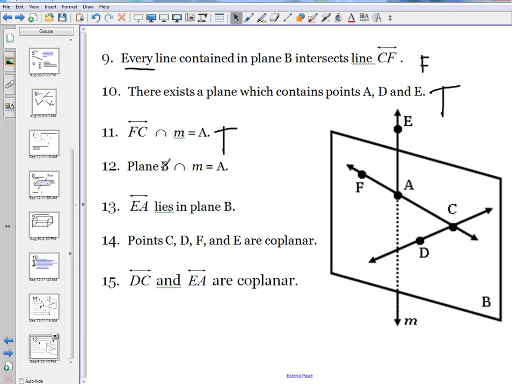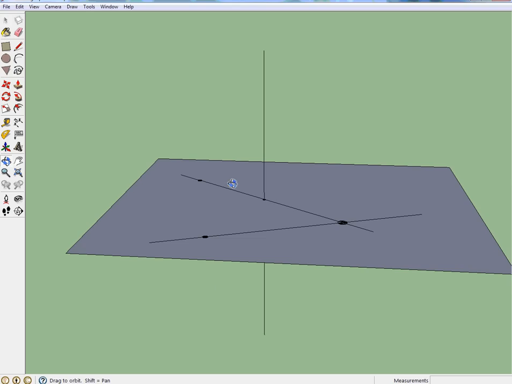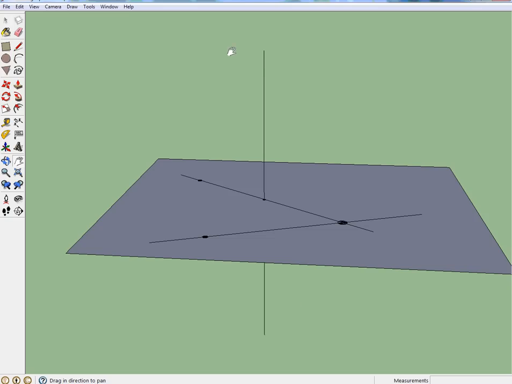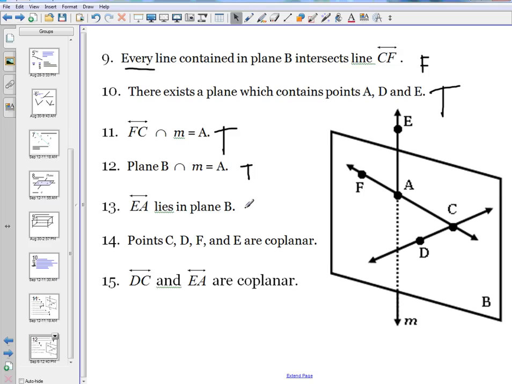Does plane B intersect line M at A? So what it's asking is, does this gray plane here intersect this line at point A? And the answer is yes. We have this gray plane. It crosses this line at this little point right here. So true. EA lies in plane B. So if we connect a point up here, E, to A, would that be in this gray plane? The answer is no, it actually sticks out of the plane. It crosses it, but it's not inside the plane. So, false.